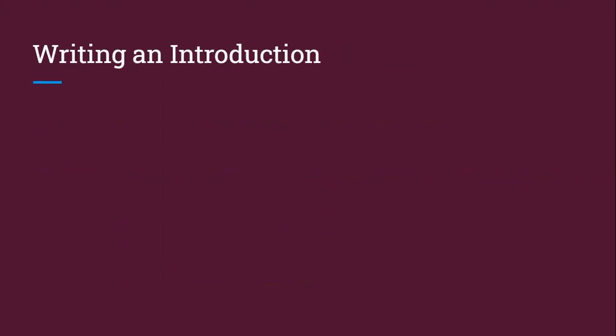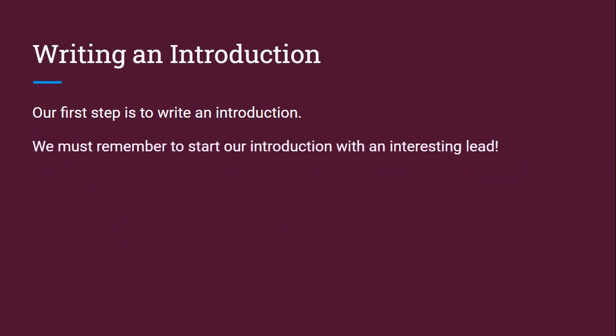So our first paragraph is the introduction. Our first step is to write the introduction. We must remember to start our introduction with an interesting lead. We learned about this last week. You can use an interesting lead, including starting your lead with a question, setting the scene, and using an interesting fact. These are 3 different types of leads we talked about last week. You can use one of those today.